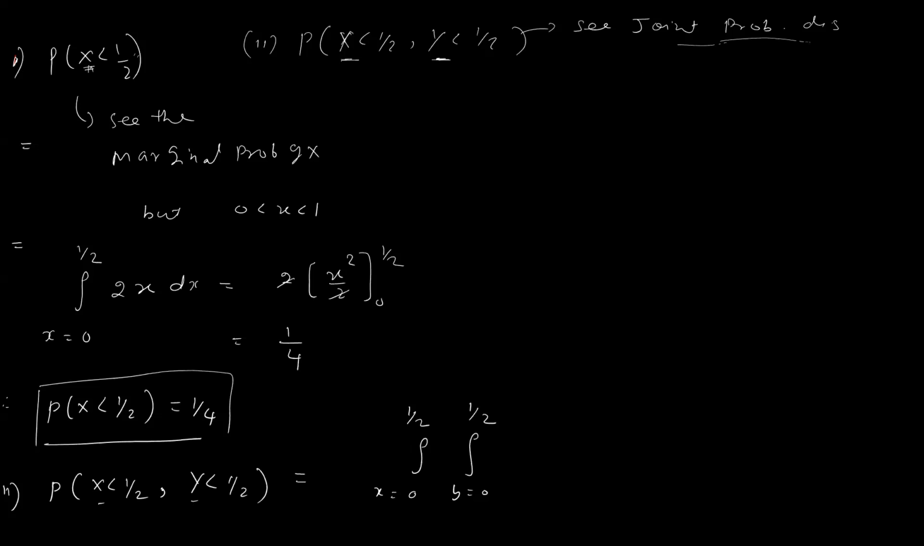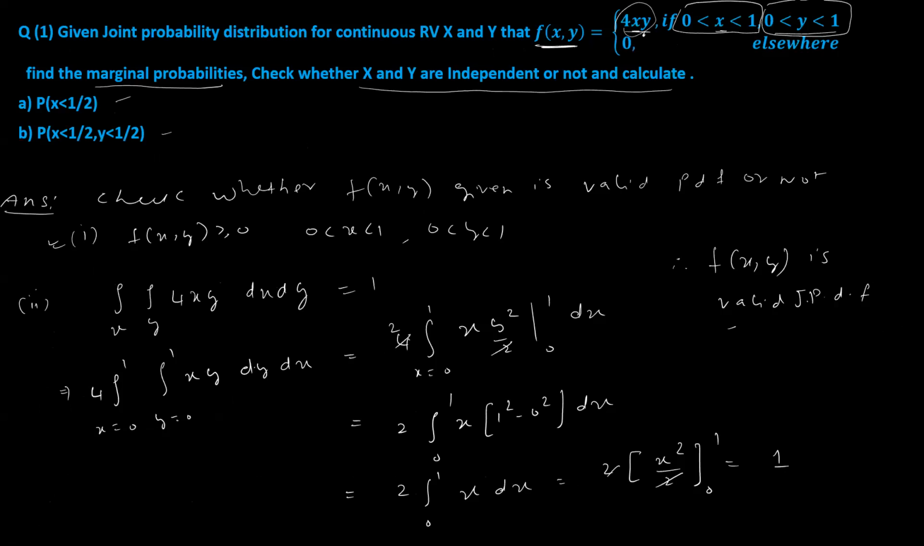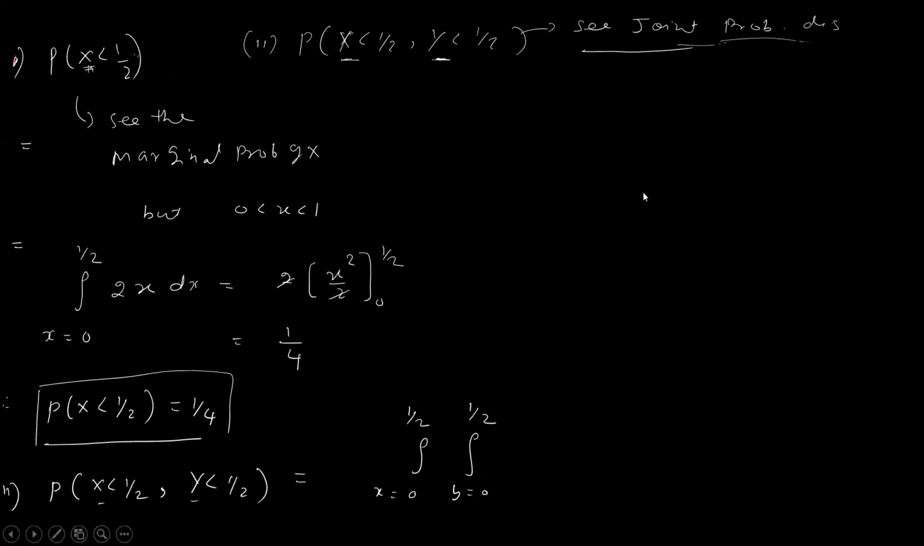Okay, now because x and y both are there, I have to see the joint distribution. So joint distribution means this portion, this joint probability distribution I have to take. So you have to take the 4xy now. So we have to feed 4 into xy in this case into dy dx. So simple integration. When you integrate this portion, I'll just write the value. You integrate and check. 4 you can take outside and integrate. You will get 1 divided by 16 as the answer.